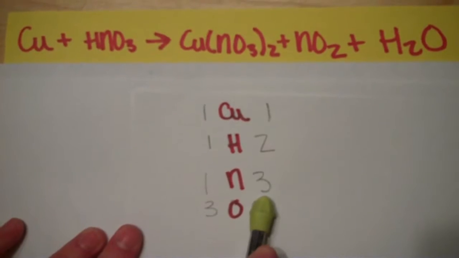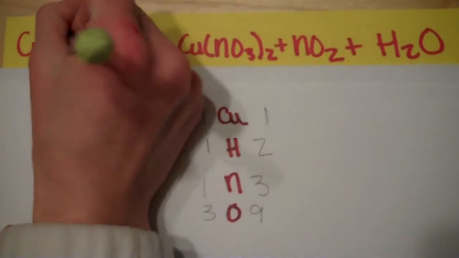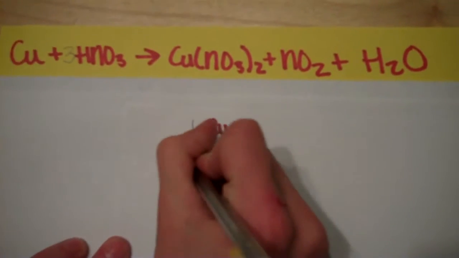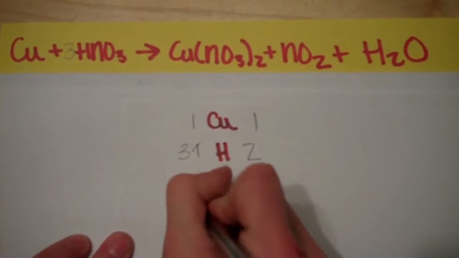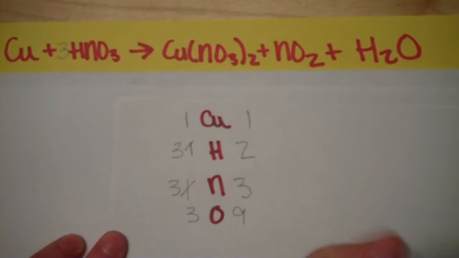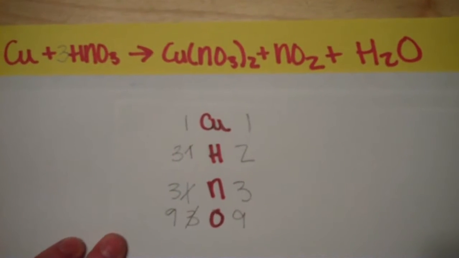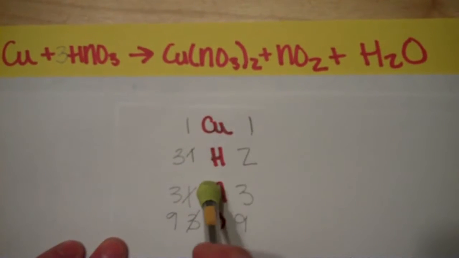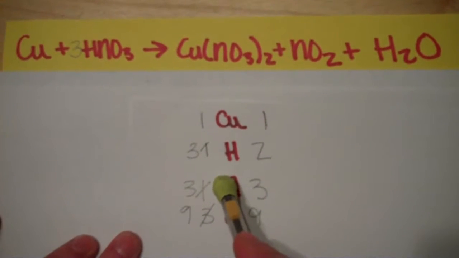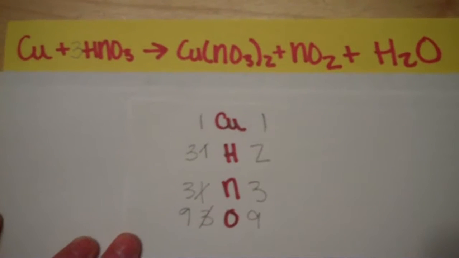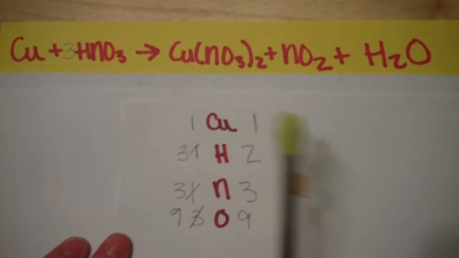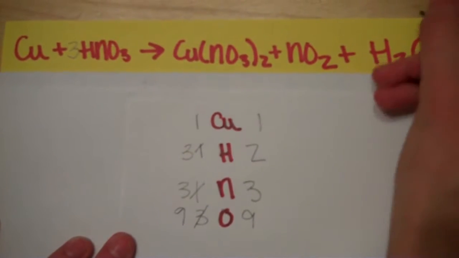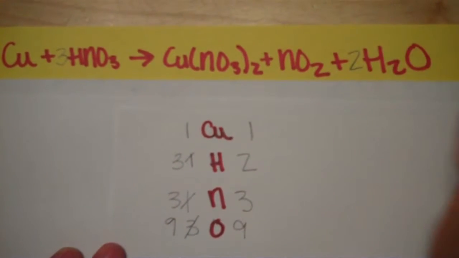So since there's 3 nitrogens on this side, we want to have 3 nitrogens on this side. So then that would change it to have 3 hydrogens, 3 nitrogens, and 9 oxygens. So right now nitrogen and oxygen are equal, and so is copper, but hydrogen is not. So what we want to do next is even out the hydrogens. So since there are more on the left than there are on the right, you want to add more to the right. So let's start by putting a 2 there.